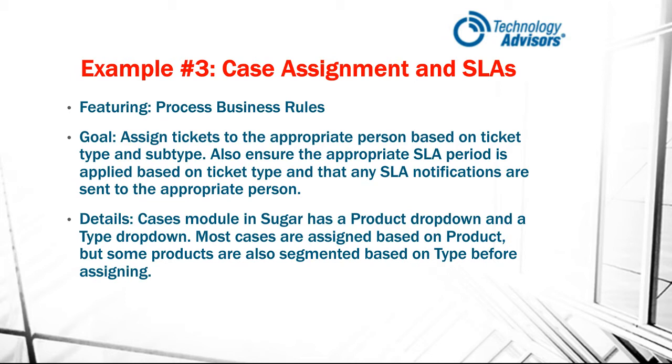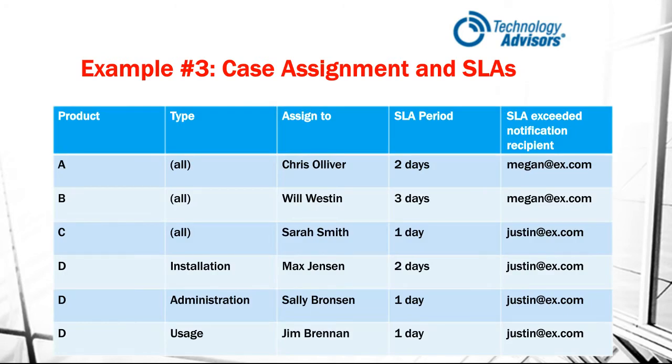And so here's a table just kind of showing you how we're looking to assign our tickets in this example, our cases. So for product A, B, and C, it's pretty simple. All of the tickets go to one person per product. So product A, for example, goes to Chris Oliver and has a 2-day period. Product B goes to Will Weston and has a 3-day period.